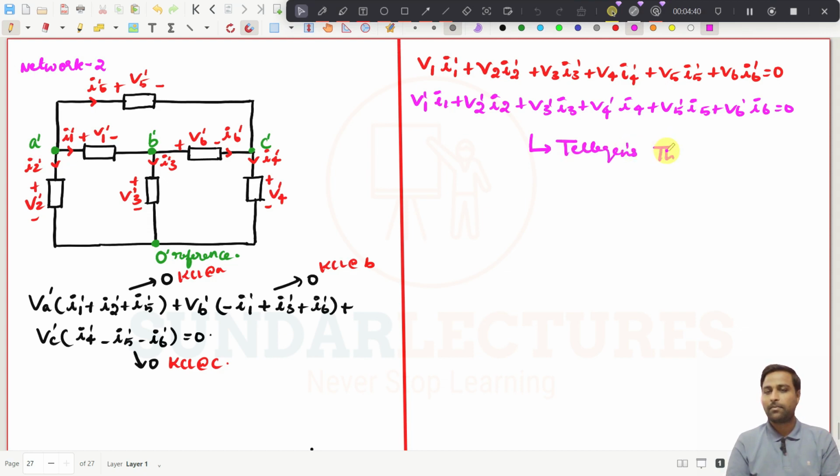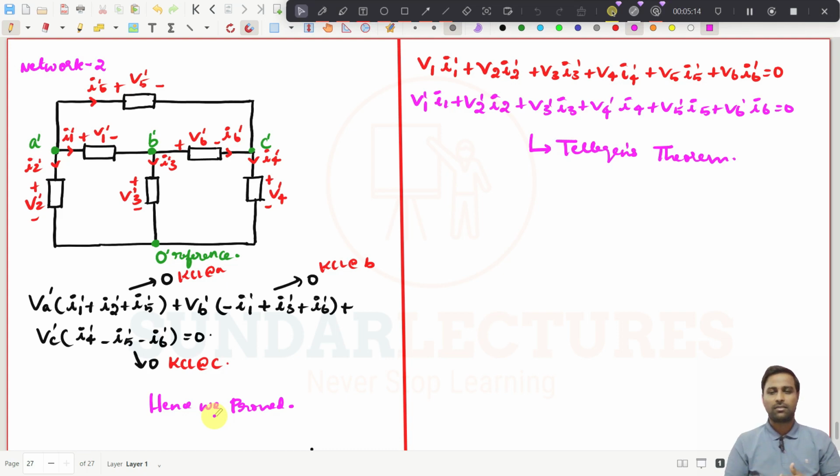Tellegen's theorem. And this is the proof. Hence we proved it, right? What is Tellegen's theorem? Tellegen's theorem says that if the topologies of two networks are the same with different values, and you take the voltage in network 1 and the current in network 2, the power absorbed by all the elements, if you write it like that, should be equal to 0. That is the whole idea, right?